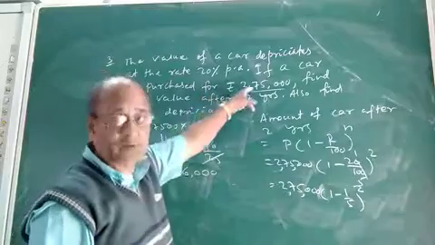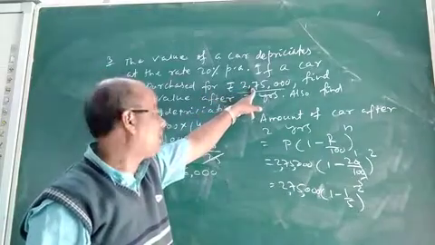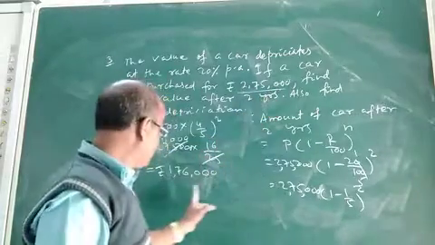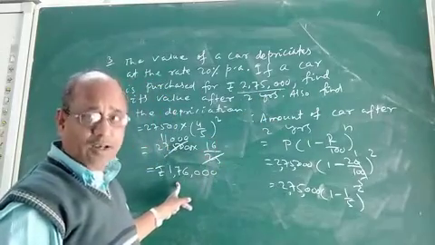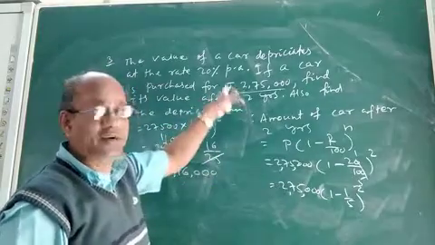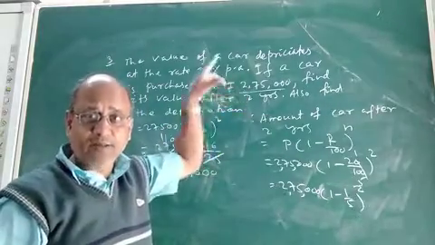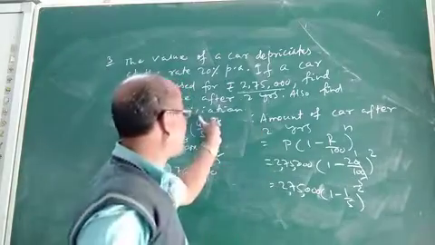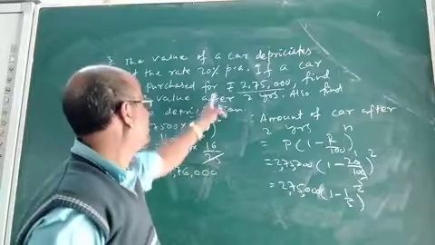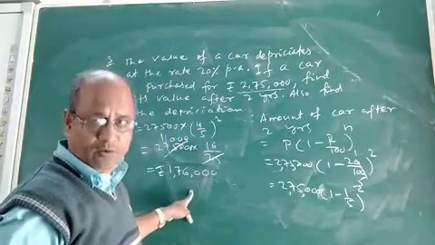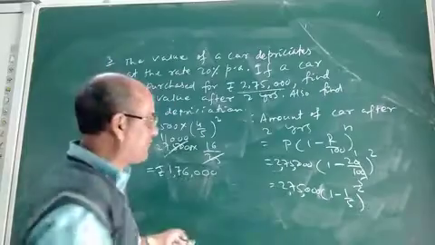But it was purchased for how many rupees? For how much was it purchased? 2,75,000. But the value of the car will become just 1,76,000 after 2 years if it depreciates at the rate of 20% per annum. Now we have to find the depreciation. So how to get the depreciation value? 2,75,000 original price minus the value after 2 years. That will give you the depreciation value.